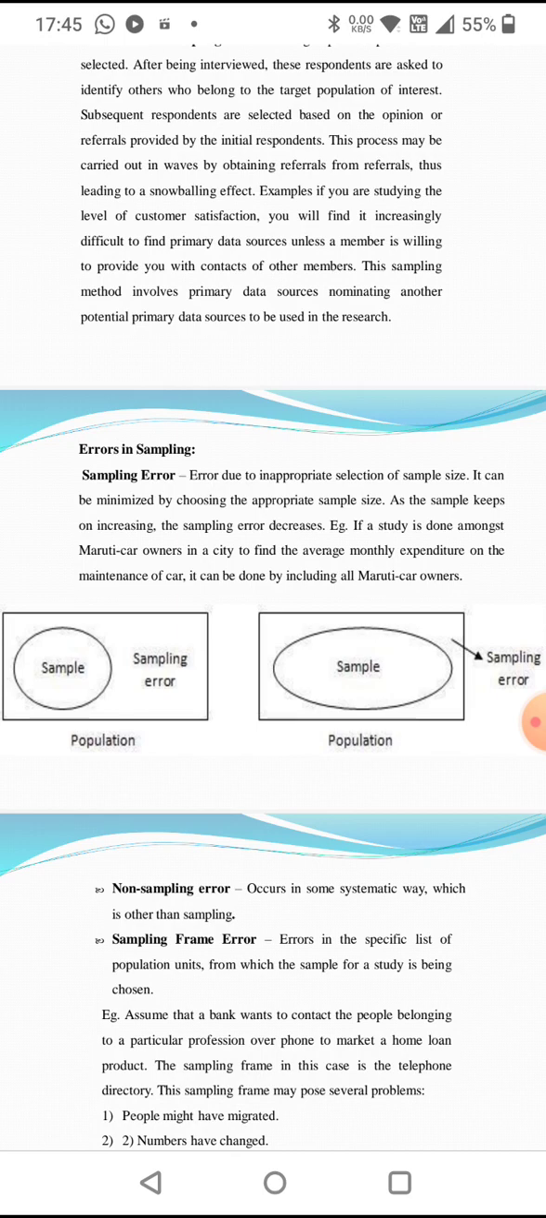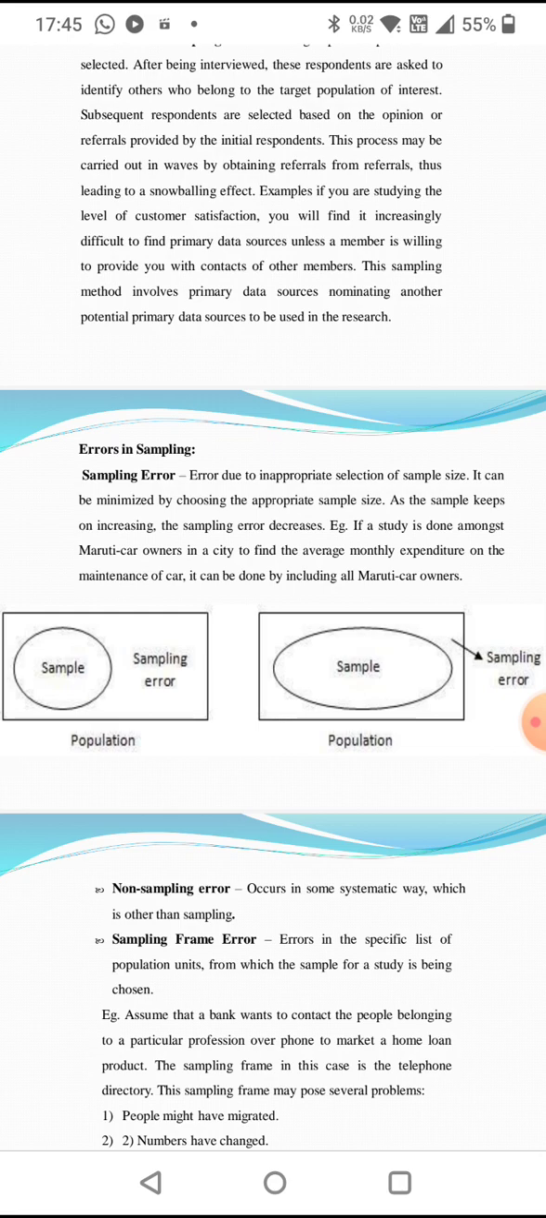So the next one is errors in sampling. The different sampling errors. Error due to inappropriate selection of sample size can be minimized by choosing the appropriate sample size. As the sample size keeps on increasing, the sampling error also decreases. If a study is done amongst Maruti car owners in a city to find the average monthly expenditure on the maintenance of the car, it can be done by including all Maruti car owners.